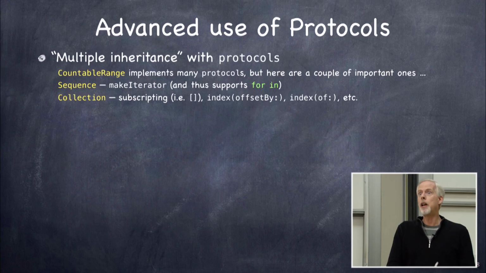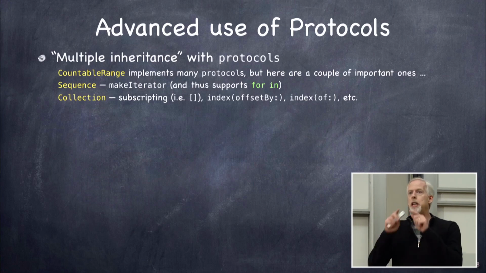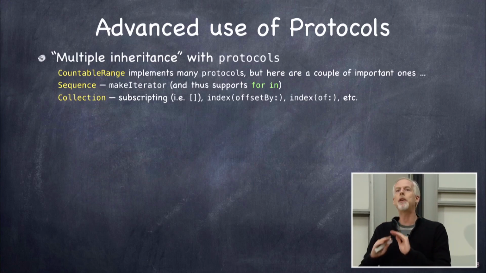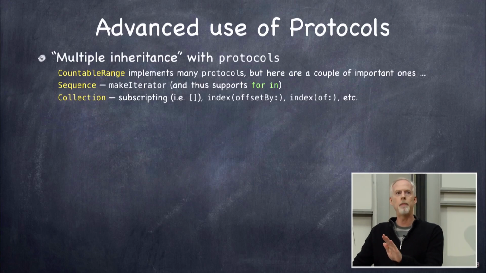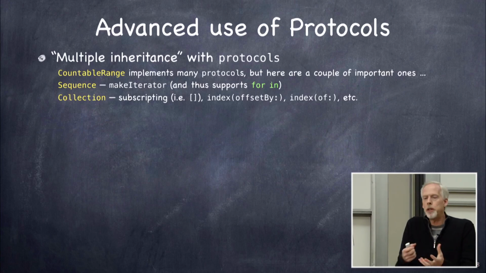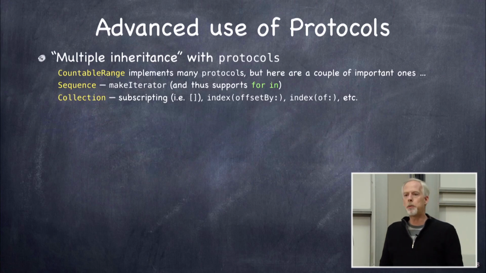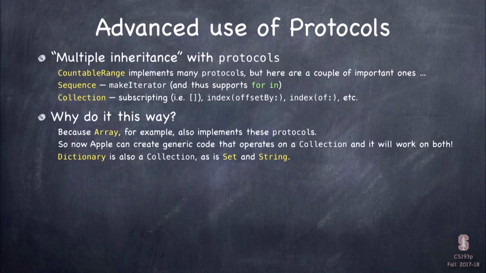And then collection has even more methods. All the indexing, subscripts, all that stuff is all in the collection protocol. Now, why do we do this? Why do we have countable range implement all these protocols? Well, because array implements all those as well. And so does dictionary and set and string. All these classes that are sequences of things or collections of things implement all these exact same things. And so I, as a programmer, only have to learn these things once. Okay? I only have to learn for in once.